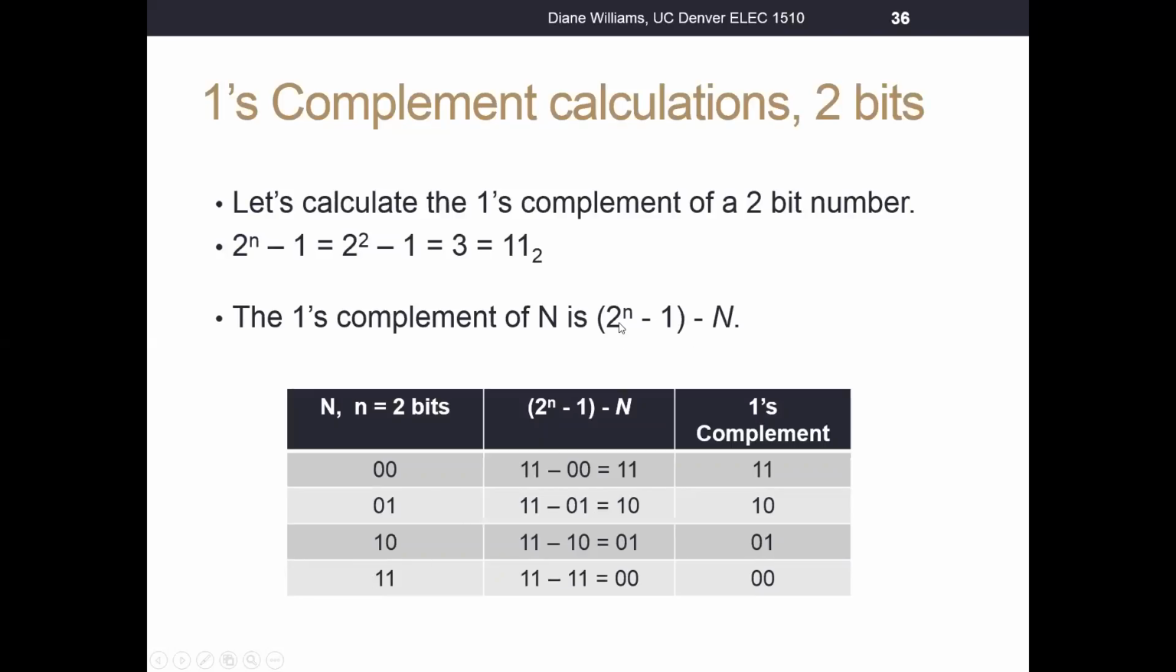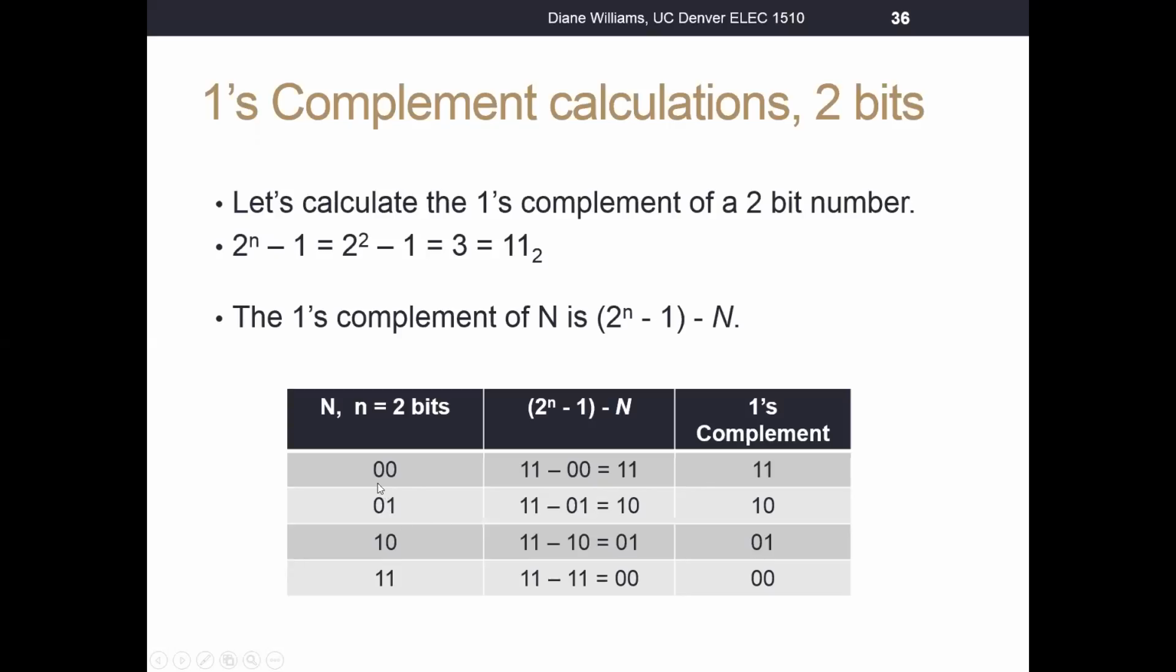Now, when we perform this step, this 2 to the n minus 1 will be the same for all steps. Remember, this is 2 to the n, so where n is 2, right, this is the number 4. 4 minus 1 gives us 3. That's where this 1 1 comes from. Remember, 1 1 is a representation of 3. So if we take this here and we subtract out n, so 1 1 minus 0 0, so 3 minus 0 gives us 3. And we find that the 1's complement of 0 0 is 1 1.